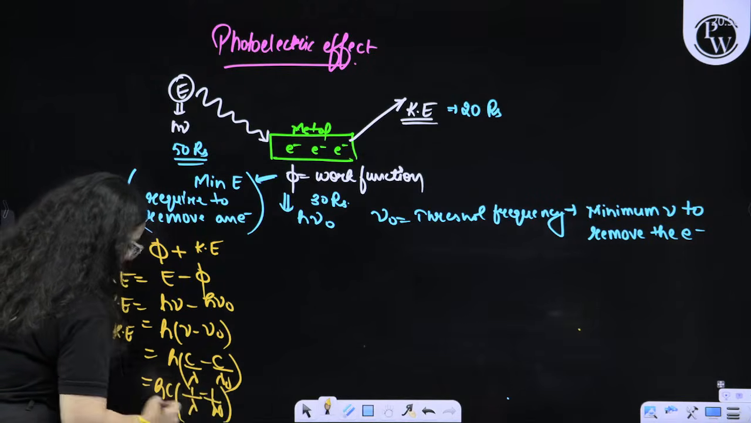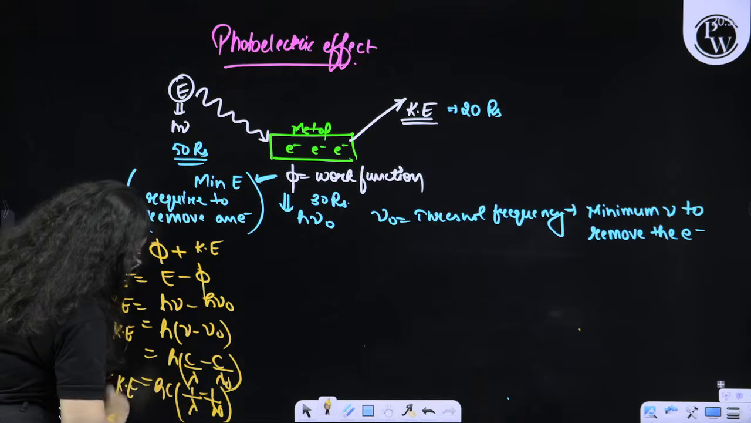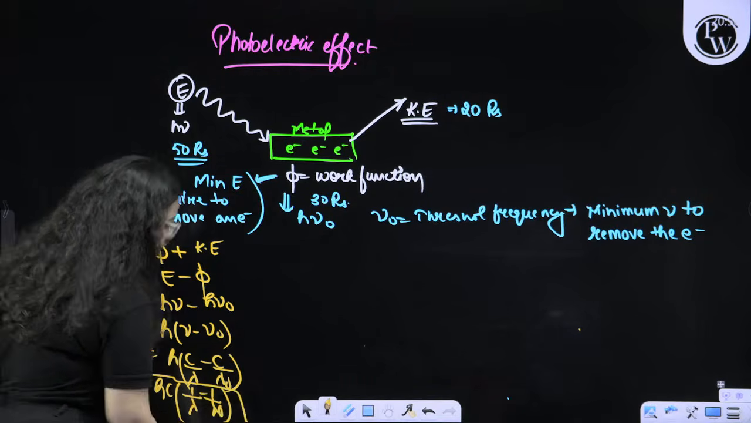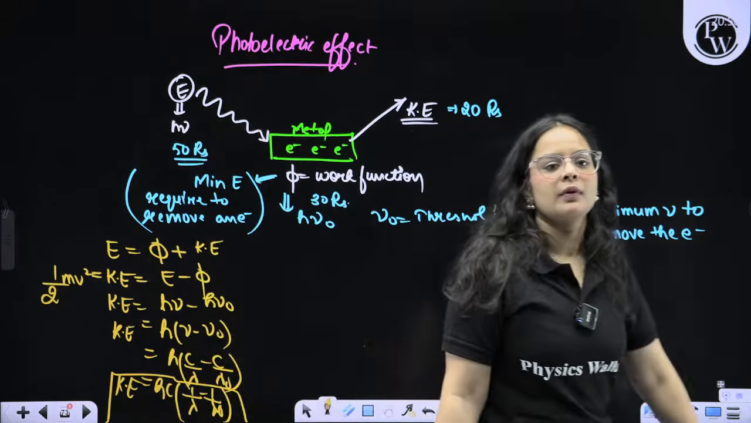So there are different types of relations for kinetic energy, or we can say these work functions, depending on the question that they are giving you all.